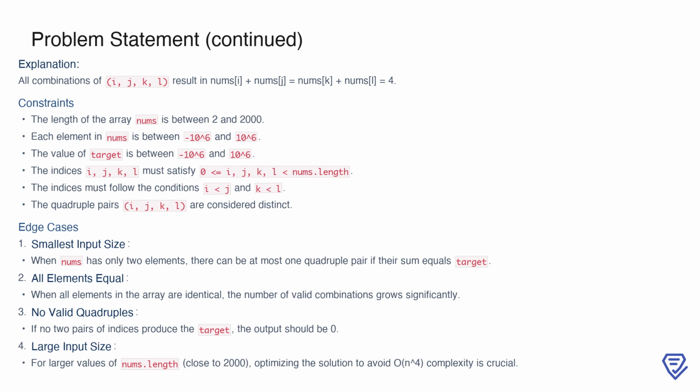Finally, the constraints remind us to consider edge cases, such as when the array has the smallest possible size, when all elements are equal, or when no pairs produce the target. For larger arrays, it's crucial to optimize the solution to handle the input efficiently, as a brute force approach with n to the power of 4 complexity would be impractical for the upper limit of nums.length.